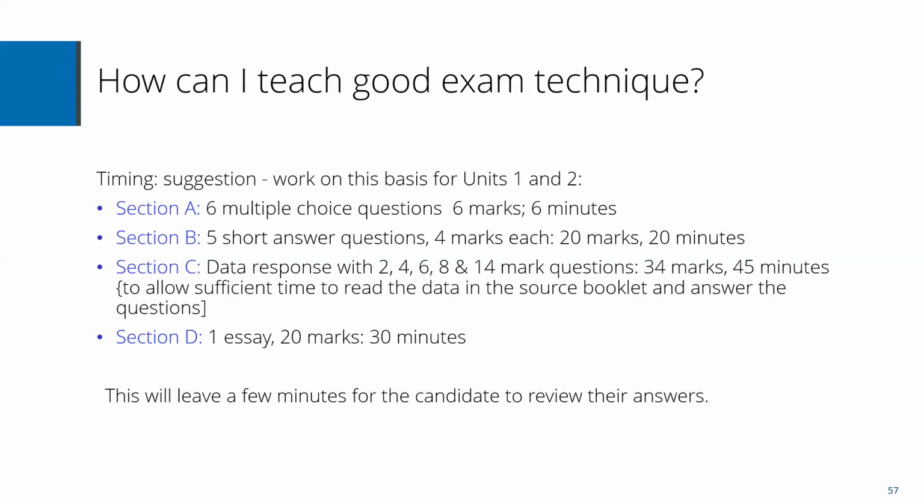The timing that's suggested for each of these sections, so this is for units 1 and 2, we're talking roughly a minute per mark for the majority of it. So for sections A and B anyway, a minute per mark. But onto section C, allow a little bit more time to be able to read the data in the source booklet and answer the questions. And the same on section D, a bit more time to have a read, have a think, but it will also allow that bit more time to review answers as they go through.